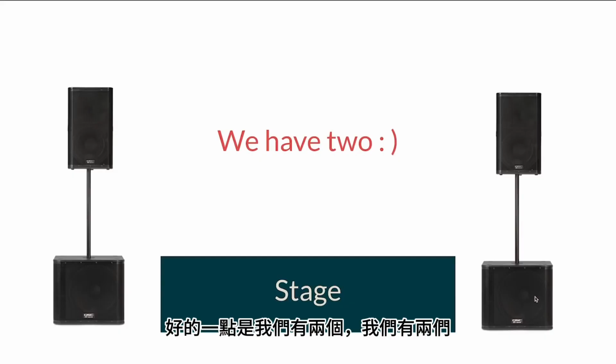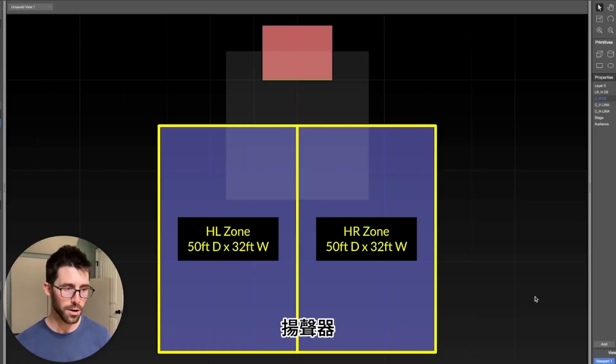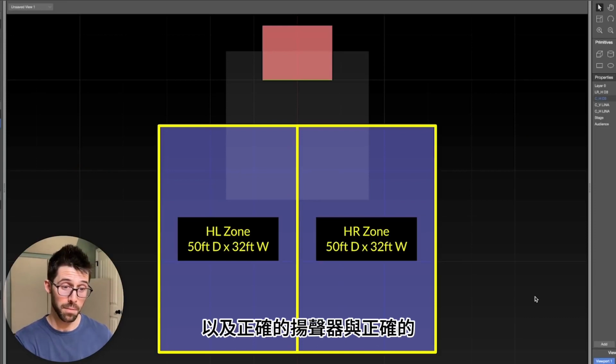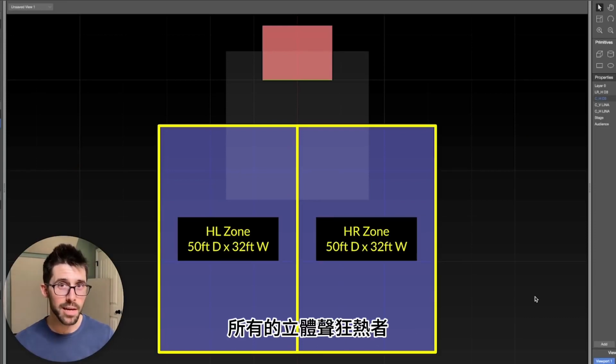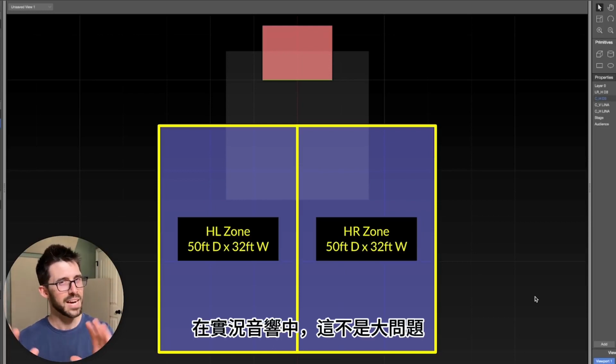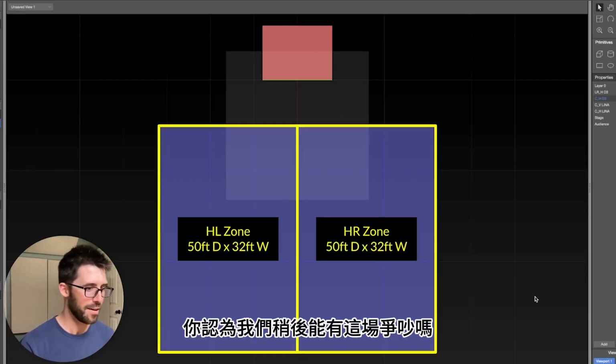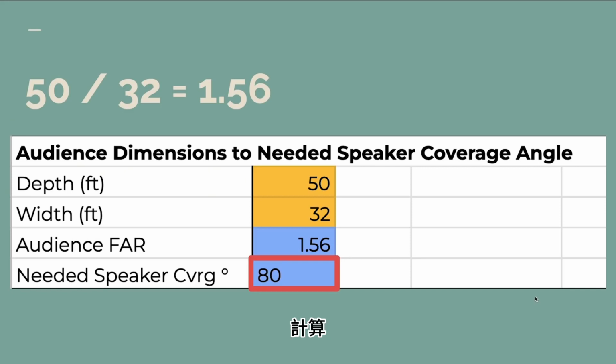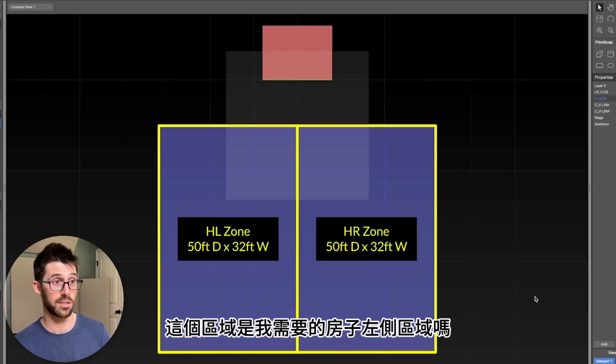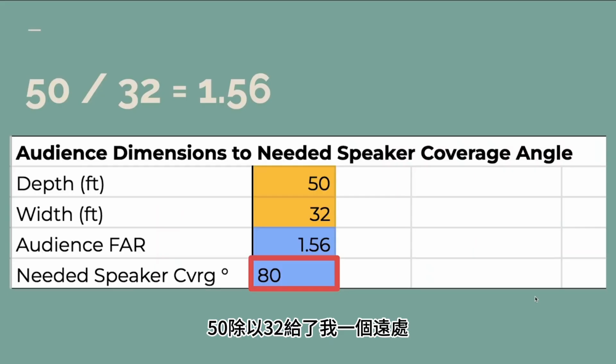But the good thing is we've got two. We have two speakers, a left and a right. So what if we just magically assigned the left speaker to the left half of the room and the right speaker to the right half? And all of you stereo geeks are probably trying to shoot me right now, but in live sound, that's not that big of a deal. We can have that fight later. All I did is the same calculation, depth divided by width, but instead of my width being my whole audience, I just cut that number in half, because all I care about is this zone, the house left zone. I need 50 divided by 32. It gives me an FAR of 1.56. And that uses a fancy calculation we'll talk about in a minute that says, hey, you need an 80-degree speaker to perfectly fit on this show.